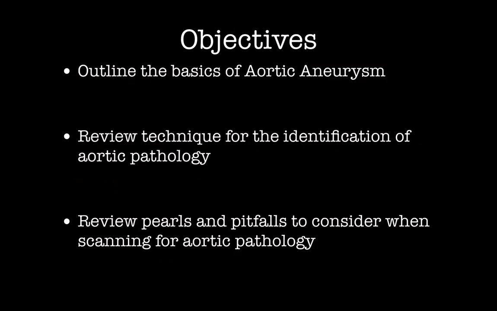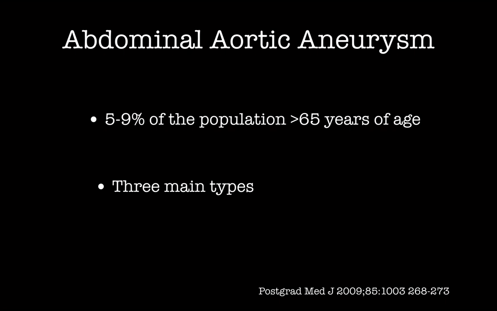I'm Matt Lyon, and this is how to use ultrasound for the evaluation of abdominal aortic aneurysms. Abdominal aortic aneurysms are important to know about because they're a common disease. Up to 5 to 9% of the population greater than 65 years of age are affected by this disease.